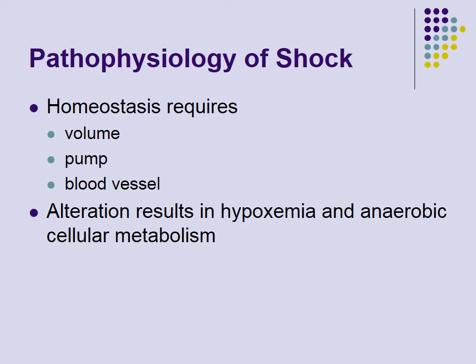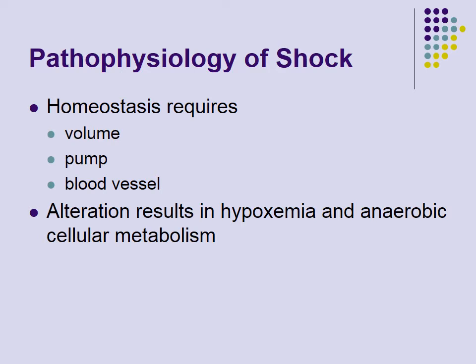So let's talk about the pathophysiology of shock. Remember, all cells require oxygen and removal of waste products. Homeostasis requires, and so we all want homeostasis, and we want homeostasis in our patients, but what does it entail? It entails that we must have adequate blood flow. So we have to have adequate blood volume. We need to have a functioning pump, so our heart needs to be working. And we need to have a normal blood vessel diameter. And these are the three components that we need to maintain homeostasis.